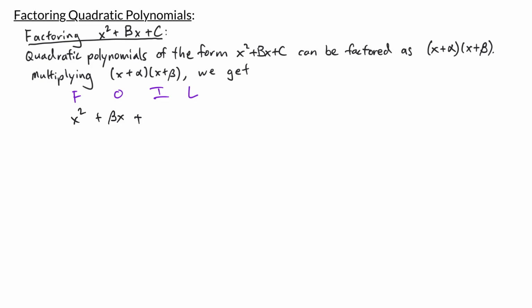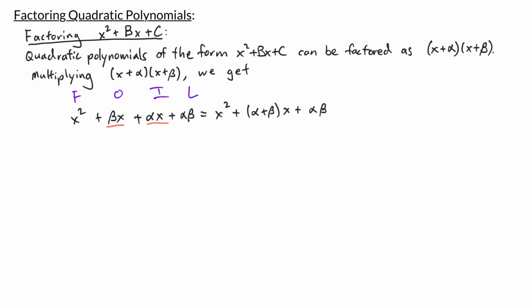The I stands for the inner terms. The inner terms here are alpha and x. So multiplying those together, we get alpha times x. And then the last terms are alpha and beta. So we add to this alpha times beta. If we combine the like terms beta x and alpha x, we end up with x squared plus alpha plus beta times x, and then plus alpha times beta.